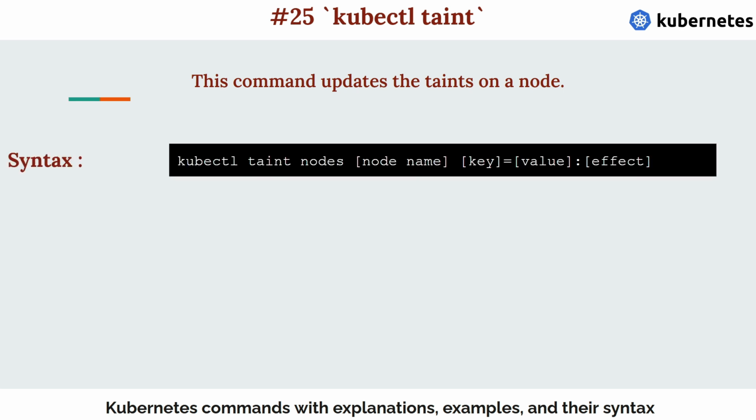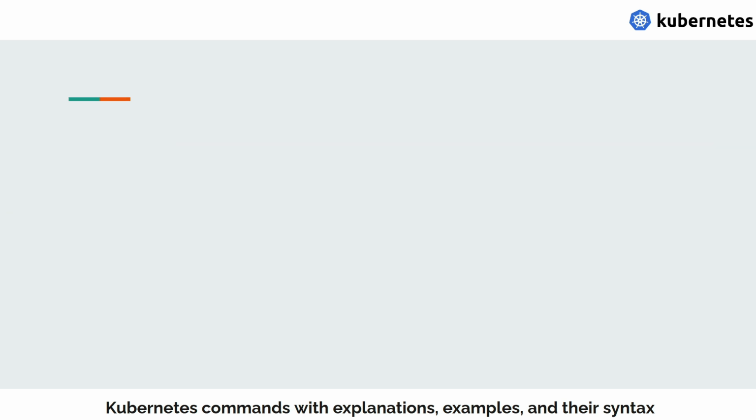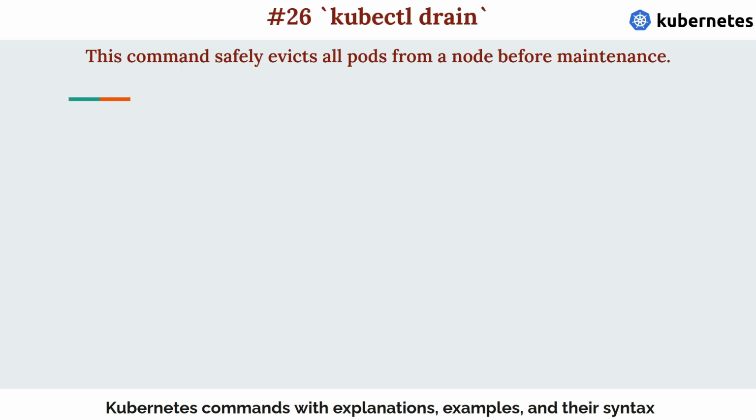Let's see the syntax. The usage of the kubectl taint command starts with the kubectl taint keyword, then nodes, node name, key, value, and effect. This command applies a taint to the node mynode to prevent pods from being scheduled unless they tolerate the taint. Next command is kubectl drain. This command safely evicts all pods from a node before maintenance.